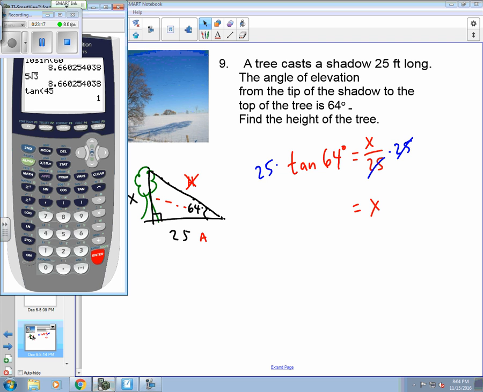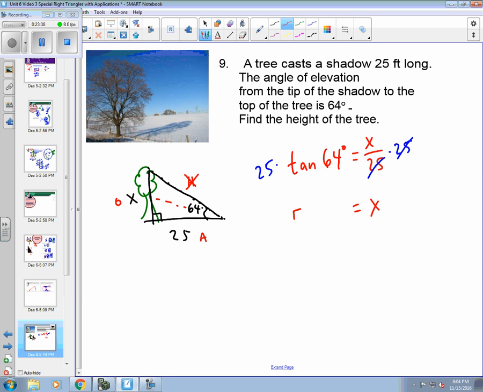Hop on your calculator. Really easy to get the solution. And this is not one where we need to get an exact answer, because 64 is not one of the 45, 45, 90 or 30, 60, 90. It's a different angle. So we're okay here just getting an approximation. It appears that this height is about 51.3 feet.